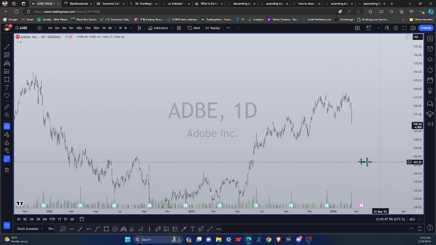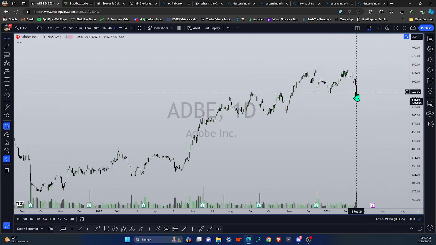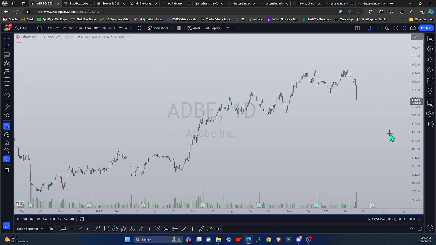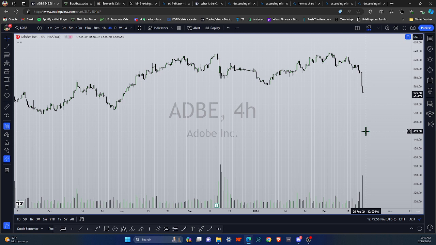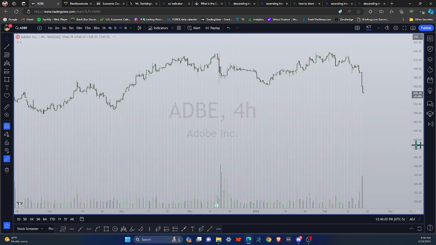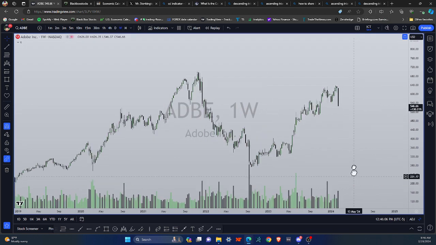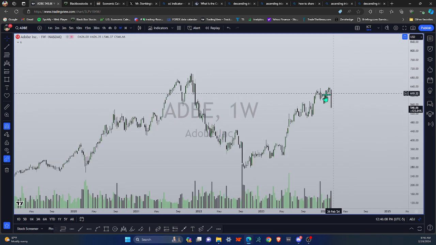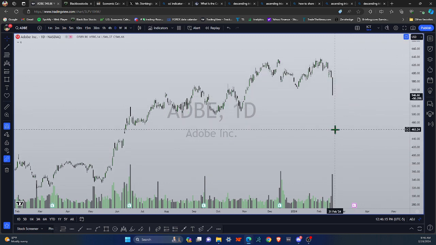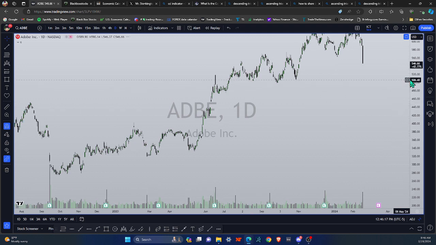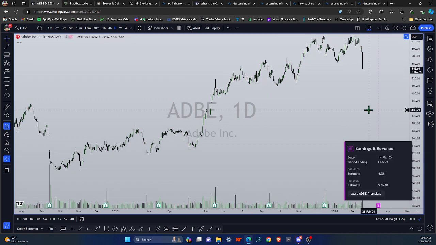Let's see. That's interesting. Was there a catalyst on this Adobe? OpenAI video generation. That's interesting. Wow. Okay, so OpenAI is doing their generative art. Adobe puts in this big, ugly sell candle. I mean, this could get some serious momentum to the downside. They've got their earnings coming up.